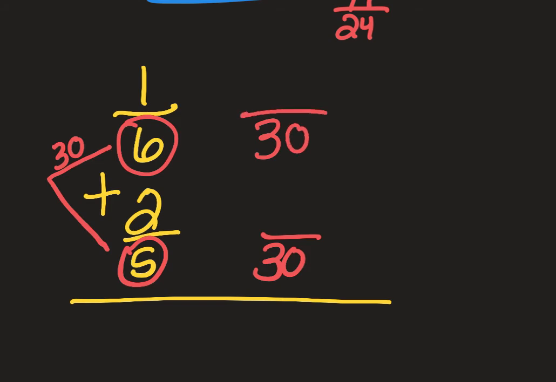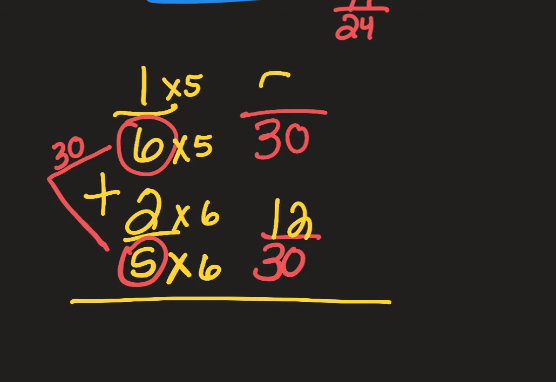Now that I have a common denominator, I just have to create my equivalent. I ask myself, 5 times what is 30? 5 times 6. Whatever you times that denominator by, you times this numerator by. 2 times 6 is 12. 6 times what is 30? 6 times 5. Whatever you times this denominator by, you times this numerator by. 1 times 5 is 5.